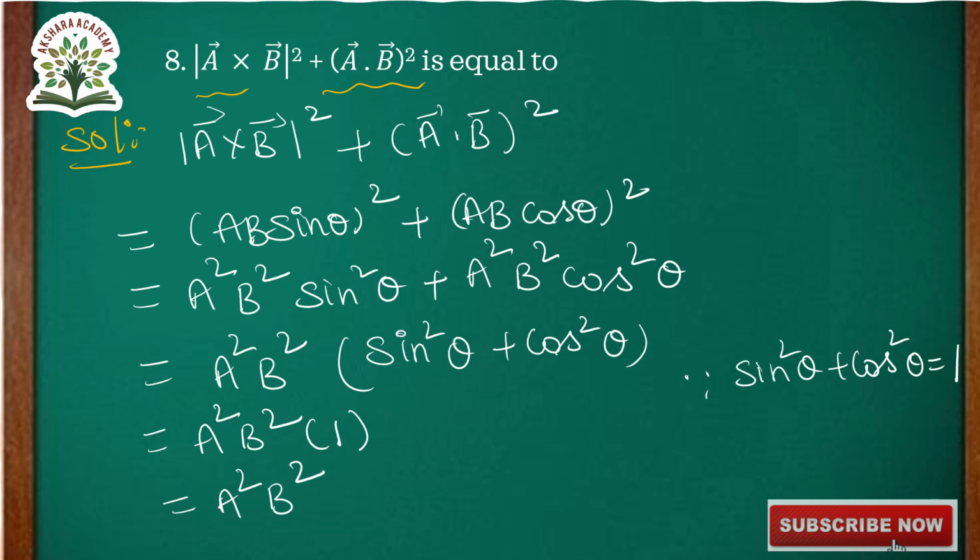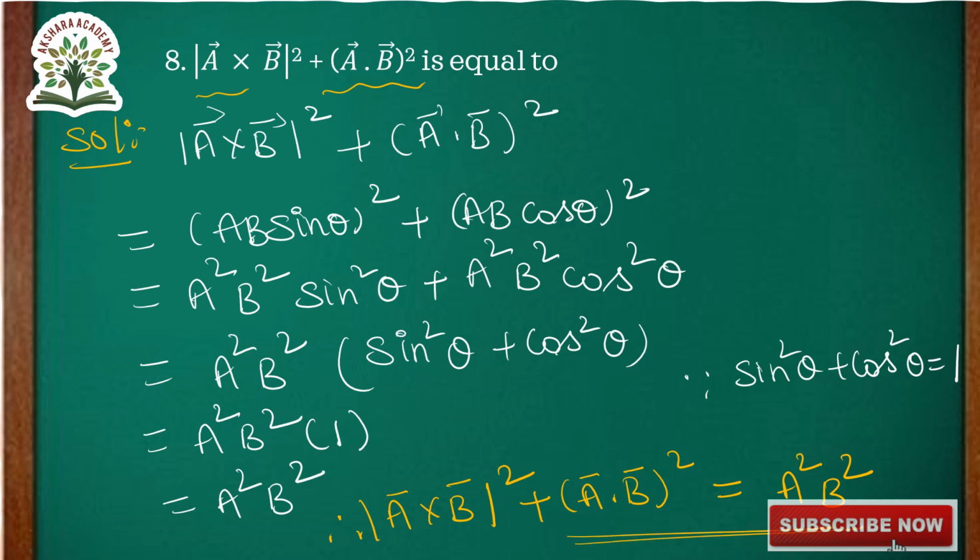So therefore the final answer is modulus of a bar cross b bar whole square plus a bar dot b bar whole square is equal to a square b square. This is the final answer. Okay, next we will go to the next question.